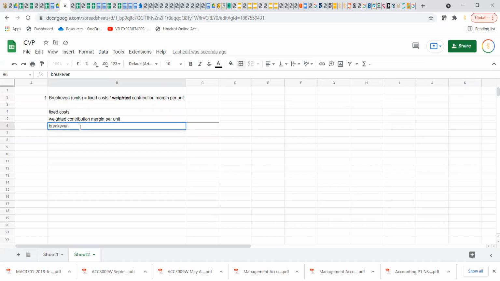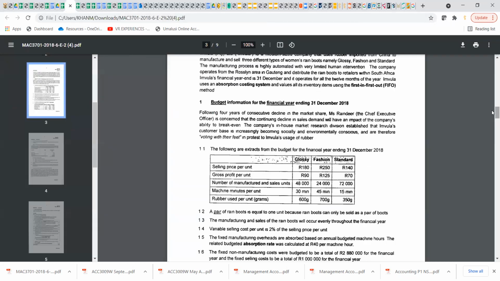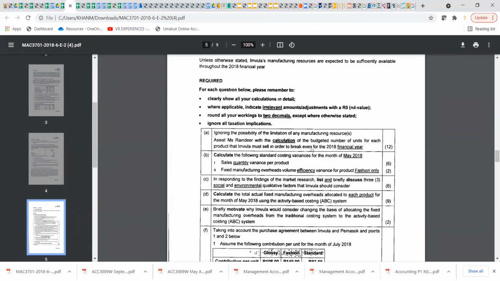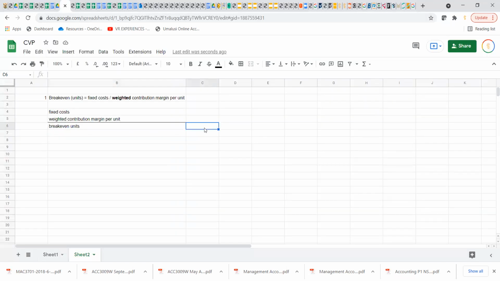Break even units. Now remember, the question didn't ask us for break even units. The question asked us break even, so they say budgeted number of units for each product. So they want to know, in order to break even, how many units of each product must we sell? So this answer we're going to get over here is going to give us the total number of units. But we will have to split this total number of units between the different products.